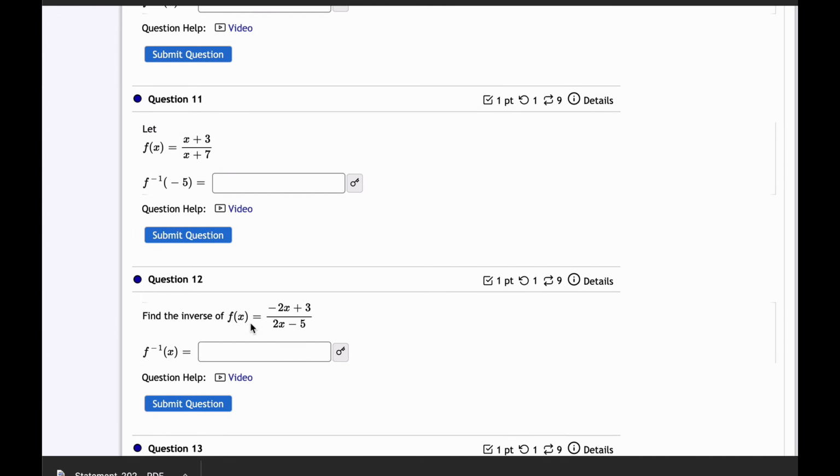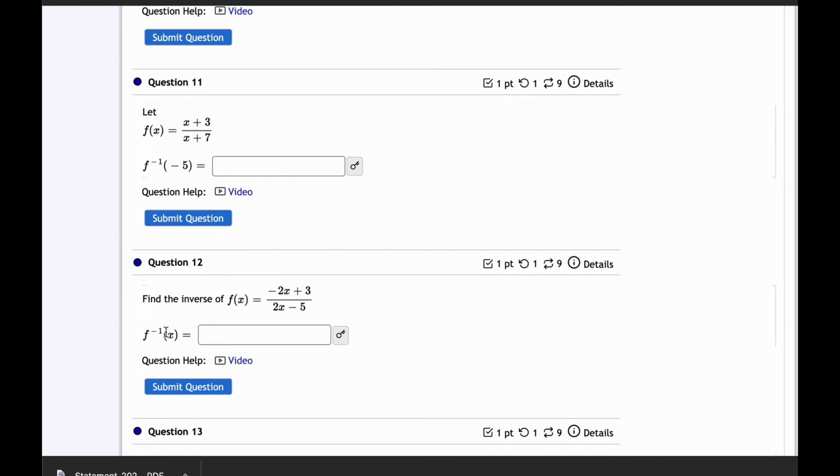12 is probably the hardest problem on this homework assignment. It looks a lot like 11, except instead of finding f inverse of a number like -5, you're finding f inverse of x. I anticipated this to be the hardest problem, so I made a video that's meant to be very similar to this problem. So this is the second of the example videos that I made, and hopefully that'll work for 12.